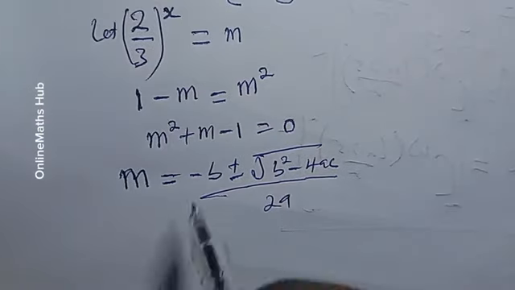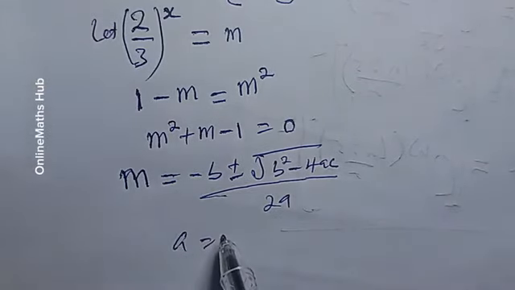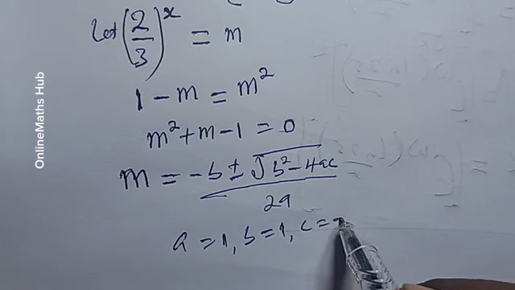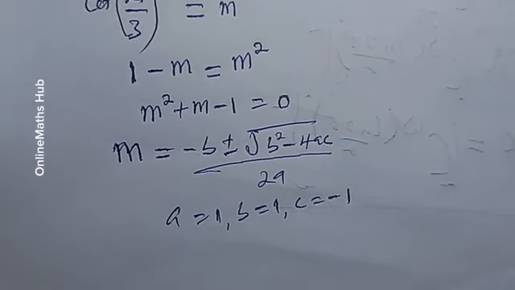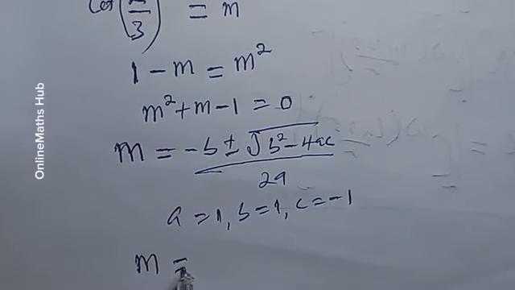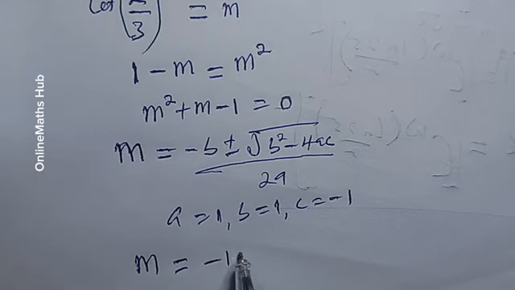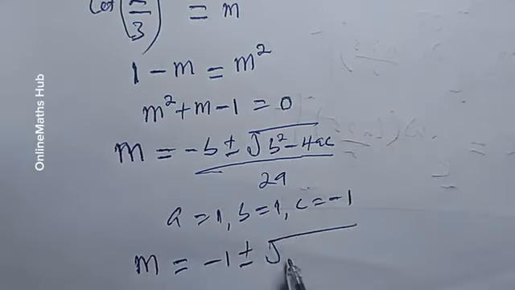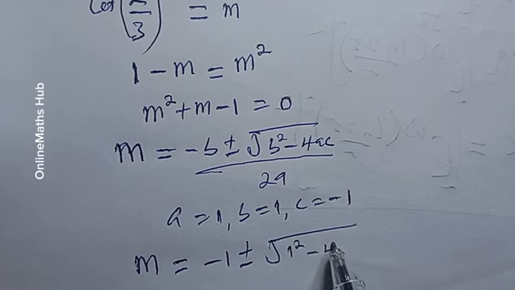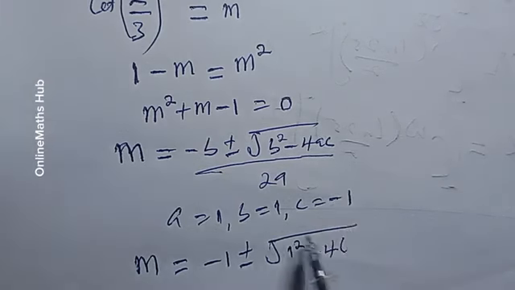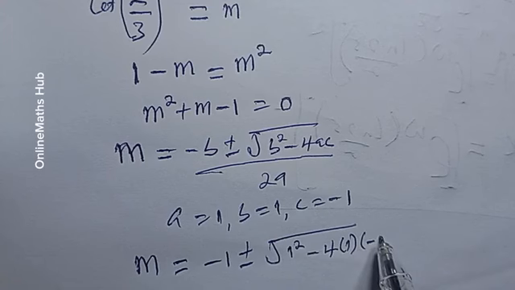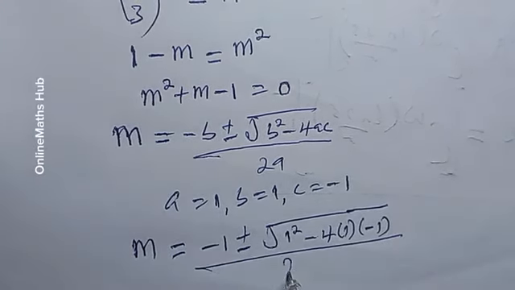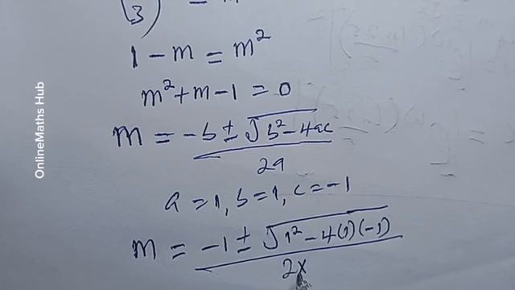Of course in this case a is equal to 1 and then b is also equal to 1 and c is equal to negative 1. So that eventually m is equal to minus 1 plus or minus the square root of this 1 squared minus 4 times 1, and of course times minus 1, and all divided by 2 times 1.